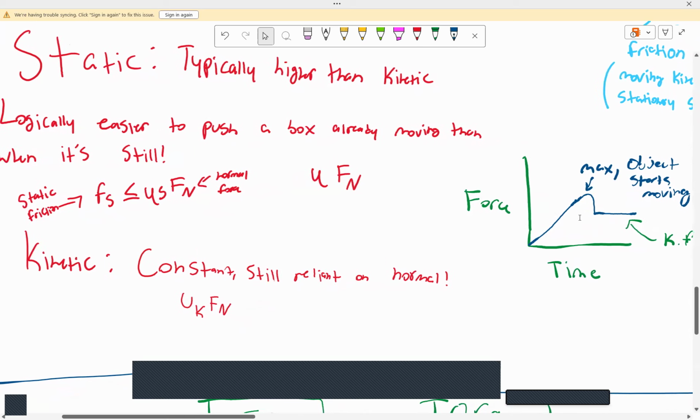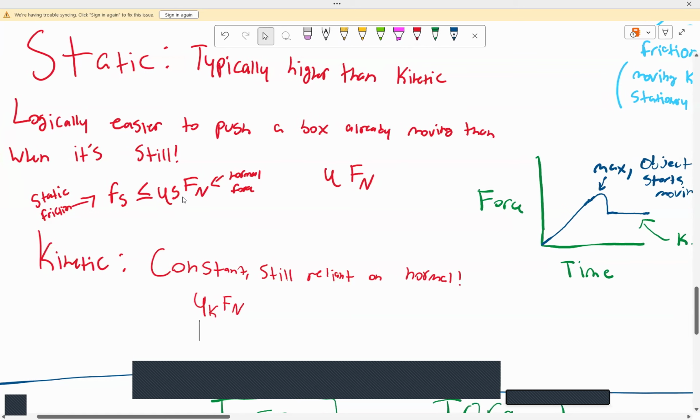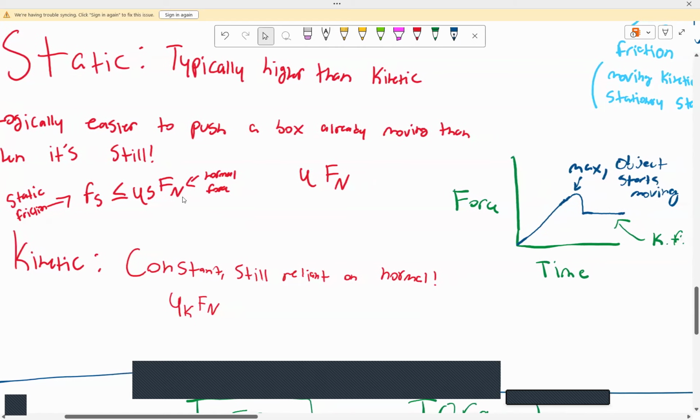When you have kinetic friction, it's a constant. It's still reliant on the normal force. Both of these are still reliant on the normal force. Then you have your constant μk for kinetic friction multiplied by the normal force, which is the same here: you have the constant μs for static friction multiplied by the normal force.